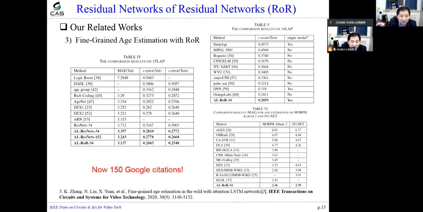Based on this paper and our other works, we argue that RoR not only represents a network structure such as ResNets and Pre-ResNets, but is also an effective complement to the residual network family. Now, there are 150 Google citations, which show this paper has many impacts.